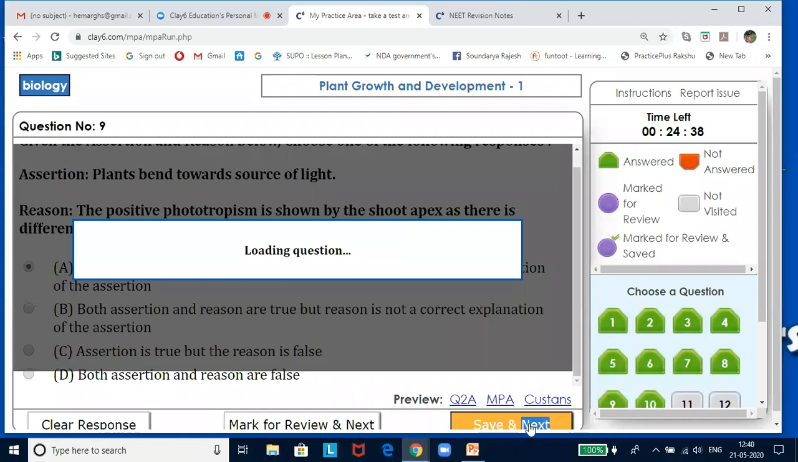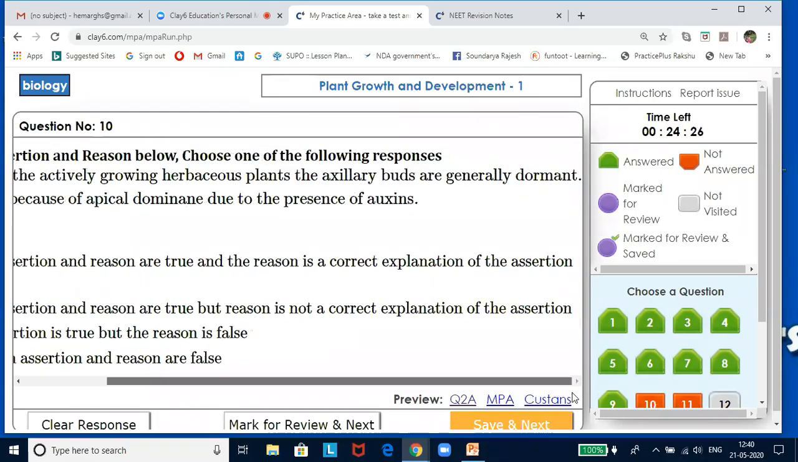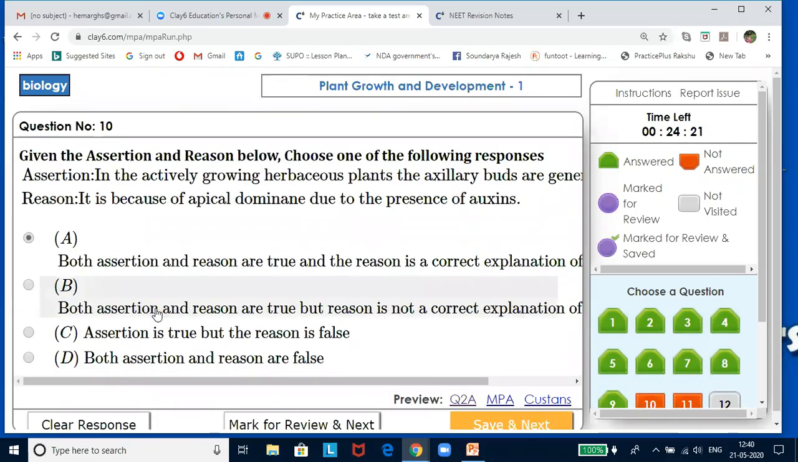Now, in actively growing herbaceous plants, the axillary buds are generally dormant. It is because of apical dominance. Yes, it is A.